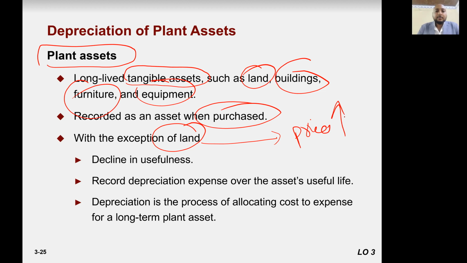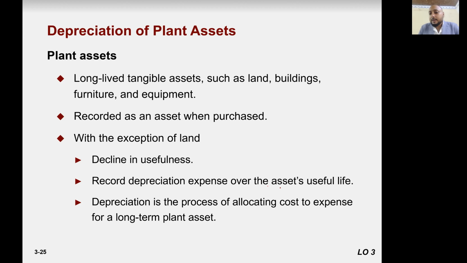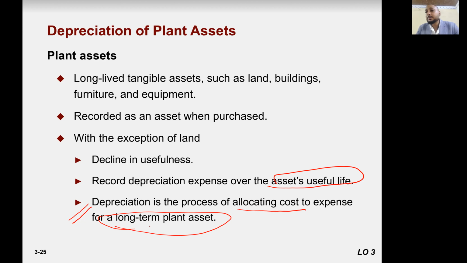So depreciation is the decline of the usefulness of assets. We record depreciation over the asset's useful life. For example, a laptop is for 5 years, a building is for example 10 years. After 10 years we need to demolish it, or renew it, or whatsoever, right? So depreciation is not a reserve fund. It is not an actual cash expense. It is just a process of allocating the cost of long-term assets to expense.